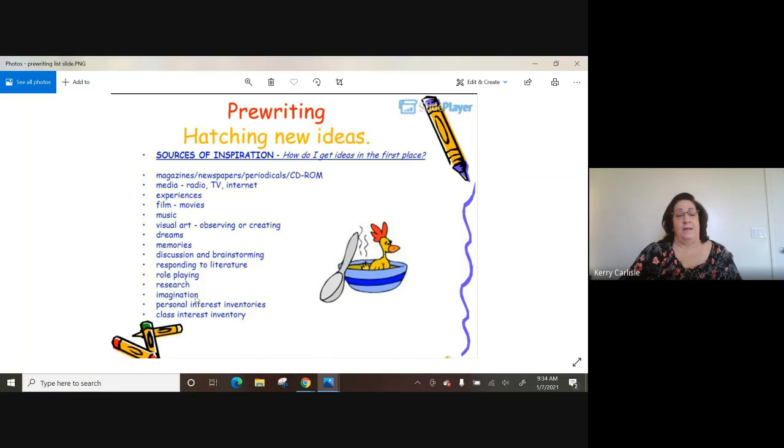And even your imagination. You can see down here, personal interest inventory. That's like, what do I know about that I could write about? Let's see, I know about riding bikes. I know how to play baseball. Those kinds of things can all inspire you to do a writing task. And of course, sometimes the class can do an inventory and we brainstorm together.